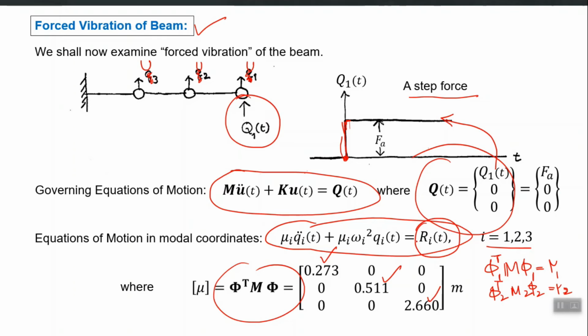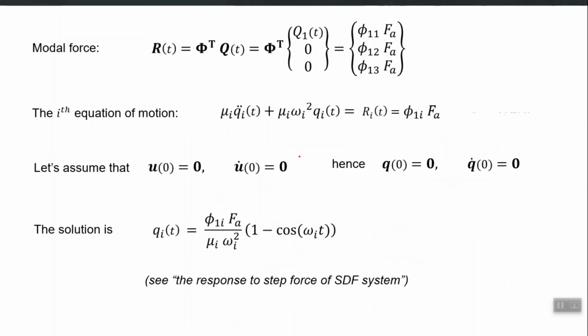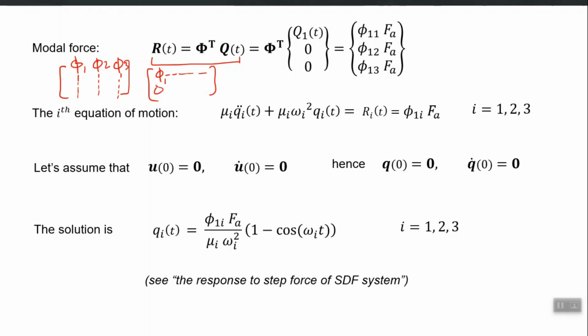Now we have to calculate R1, R2, R3, the modal forces for our 3 single degree of freedom systems. Now we know that the R of t vector is what? It is capital phi transpose times q of t, right? So what is capital phi? Capital phi is a 3 by 3 matrix, having phi 1 as the first column, phi 2 as the second column, and phi 3 as the third column. When I take the transpose, the first row becomes phi 1, the second row becomes phi 2, and the third row becomes phi 3. When this matrix is multiplied by our q vector, which is q1 of t, 0, 0, you get a resulting vector which will be this one.